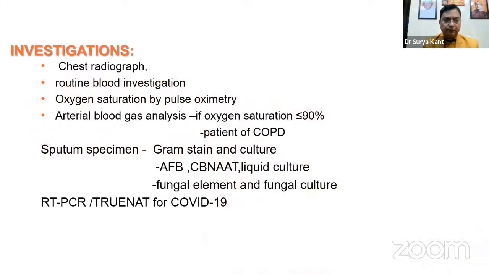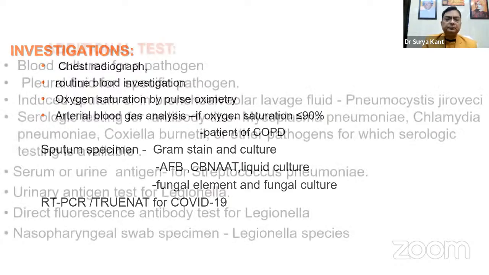Chest radiograph, obviously, and routine blood investigations, oxygen saturation by pulse oximetry, and arterial blood gas analysis if oxygen saturation is equal to or less than 90% or the patient has COPD. Sputum specimen for gram stain and culture, AFB, CBNAAT, liquid culture, fungal elements and fungal culture. You can also prescribe RT-PCR, TrueNat for COVID-19. This is still available in the protocol as per the government policy, and this should be done.